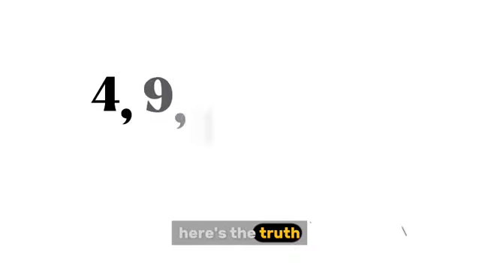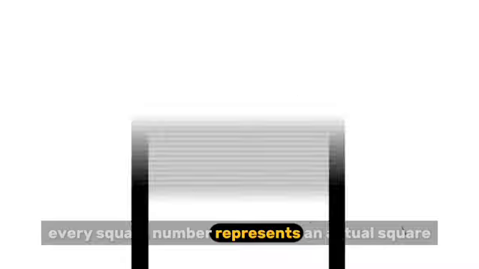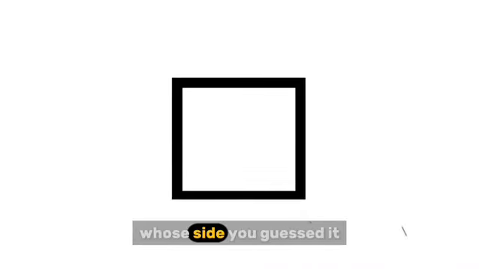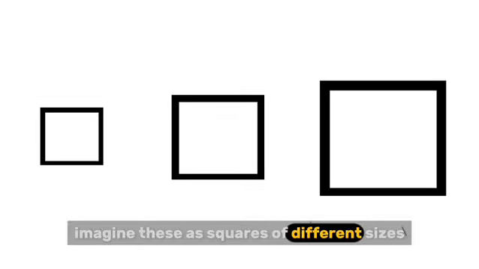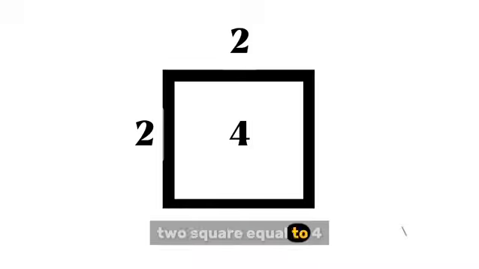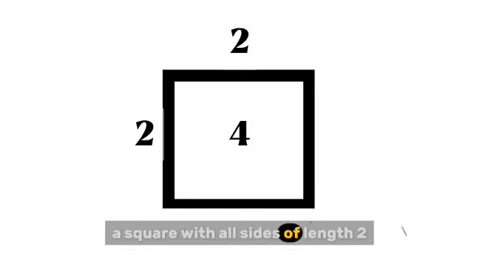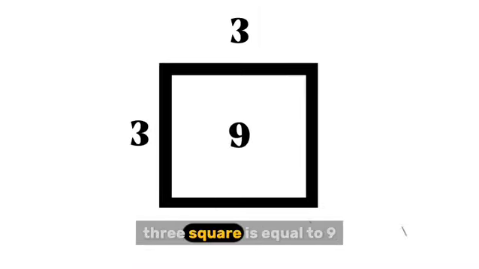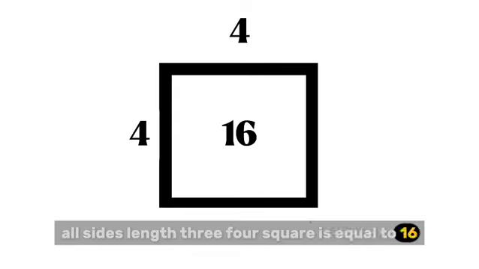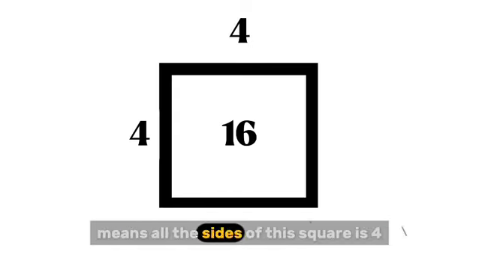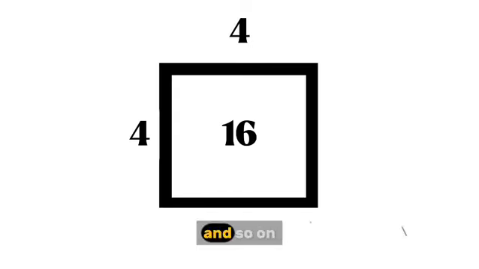So here's the truth. Every square number represents an actual square. Whose side? You guessed it. It's the number being squared. Imagine these as squares of different sizes. 2 square equal to 4, a square with all sides of length 2. 3 square is equal to 9, all sides length 3. 4 square is equal to 16, means all the sides of this square is 4, and so on.